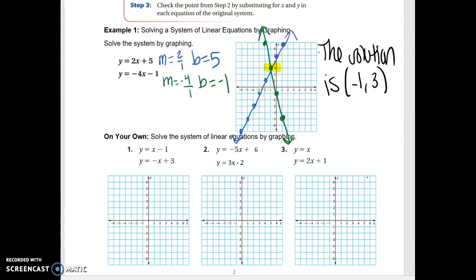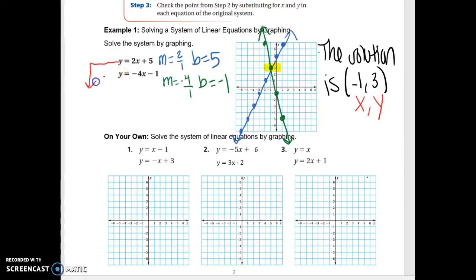However, we know that there's a way to check your work. So I'm going to show you how to check your work in both equations. First off, we know our points are always x comma y. So our x is negative 1 and our y is 3. What I'm going to do is take this point and plug it into both equations. If the left side equals the right-hand side, then we have solved the solution correctly. If it does not, then we might have made a mistake either in graphing or identifying the slope and the y-intercept, and we need to go back and check our work.